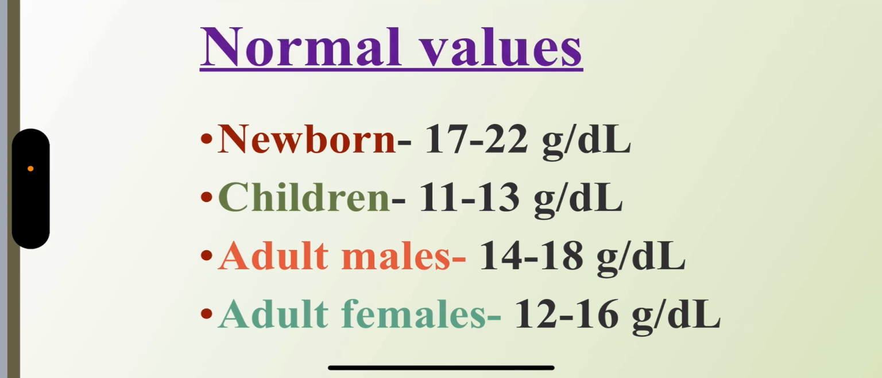Now about the normal values. Normal values are different in newborn children, males and females, as you can see here. There is a reason for this: why the value is more in newborns as compared to children, and why the value is more in males as compared to females. These reasoning based questions will be discussed once we briefly complete hemoglobin.